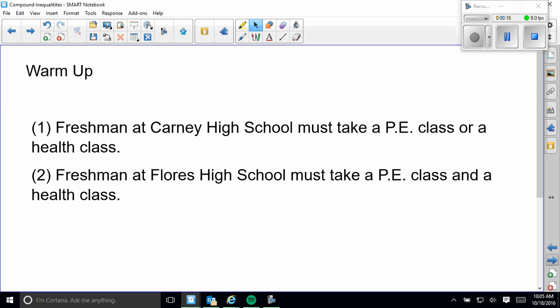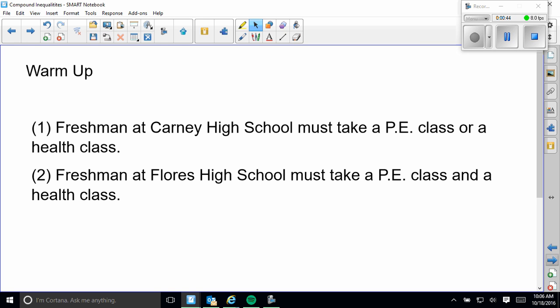So today for your warm-up, I want you to look at these two examples. The first one is: the freshmen at Kearney High School must take a PE class or a health class. Whereas the second one says: freshmen at Flores High School must take a PE class and a health class. I want you to write down on your paper and highlight the differences between the and the or statements in these two questions.